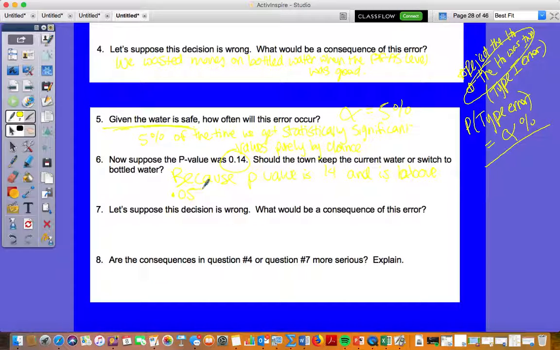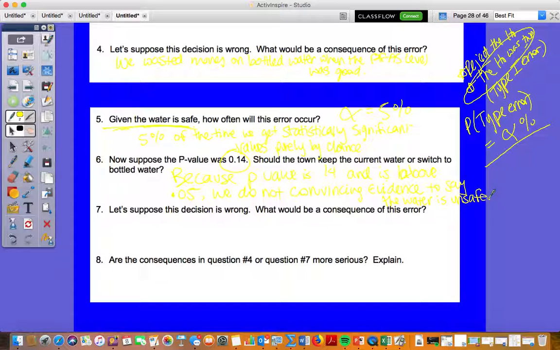So I would say because our p-value is 0.14 and is above 0.05, okay, we do or do not have convincing evidence? We do not have convincing evidence to say the water is unsafe. Okay? Here's a question. Coming back to the original: because this p-value is 0.14, does that mean the water's safe? No. Good. You see how that's applied, right? We just don't have what? Convincing evidence. And I keep hitting this because this is a huge, huge concept from here on out, okay?